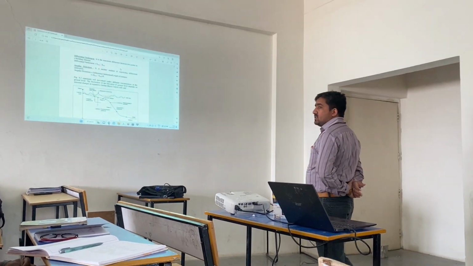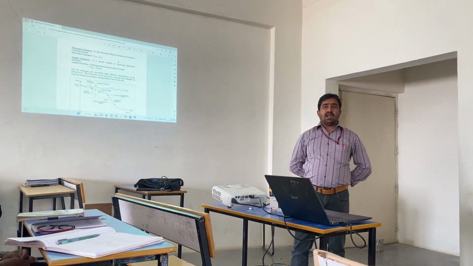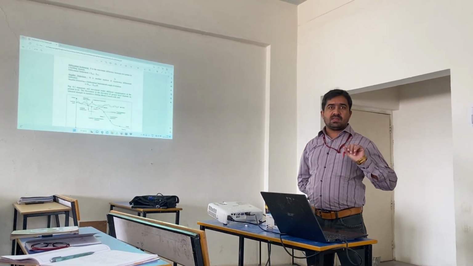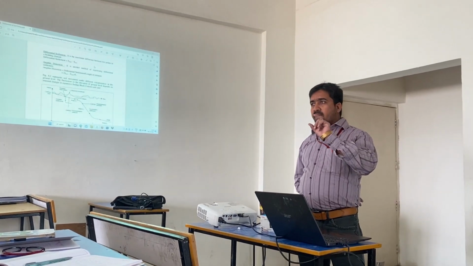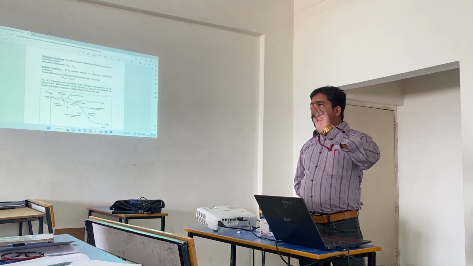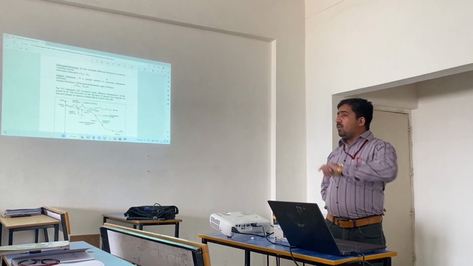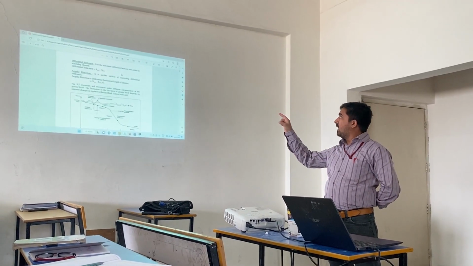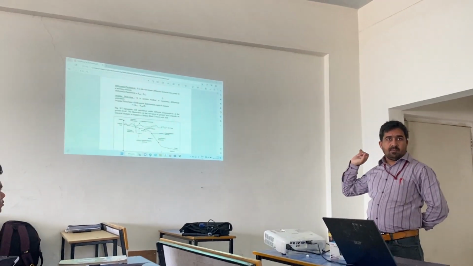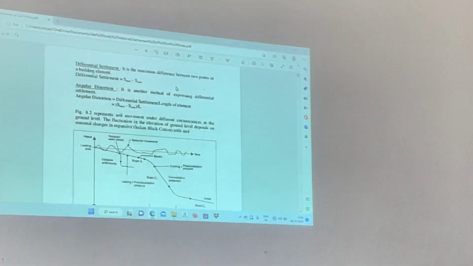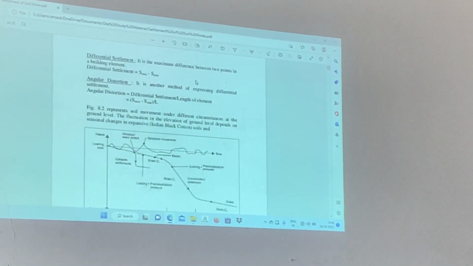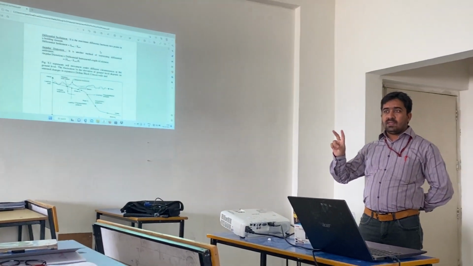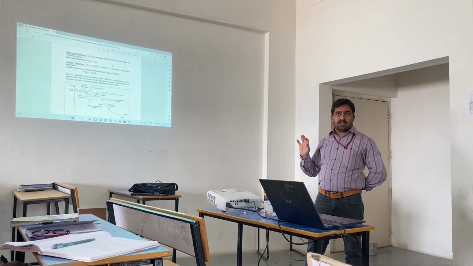Now, what do you mean by differential settlement? As the title itself indicates, it should have a difference between two levels, a variation between top and bottom. They have given a numerical equation to define it: differential settlement equals S max minus S minimum. It is the maximum difference between two points in any component of a building element.